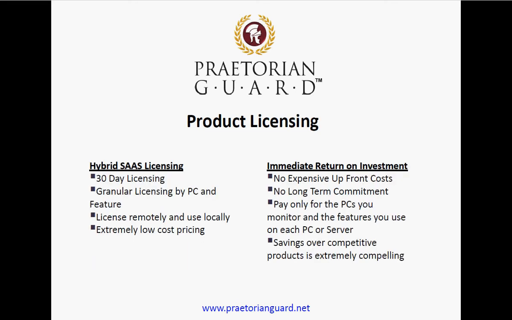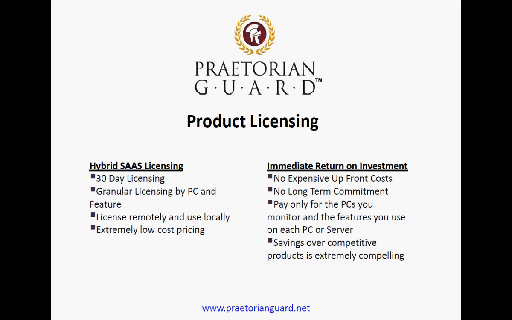The product is licensed in a hybrid SaaS licensing fashion. What this means is the product is licensed on a monthly basis, like a typical SaaS product. However, you actually download the product and install it on your server and run it on your network. There is no web-hosted feature that we host here at Praetorian Guard, and we do not have access to any of the data that you collect on your network.